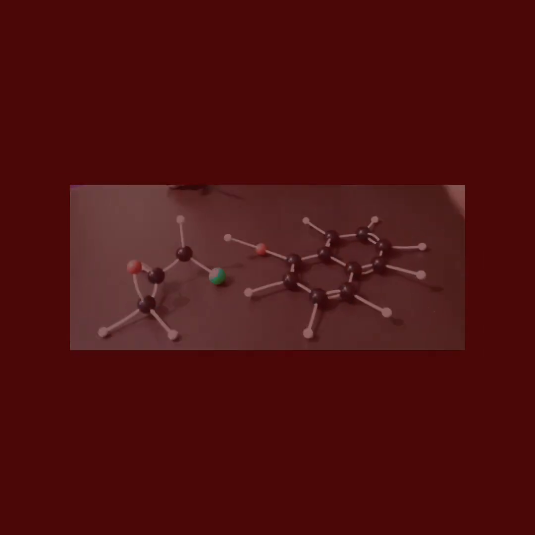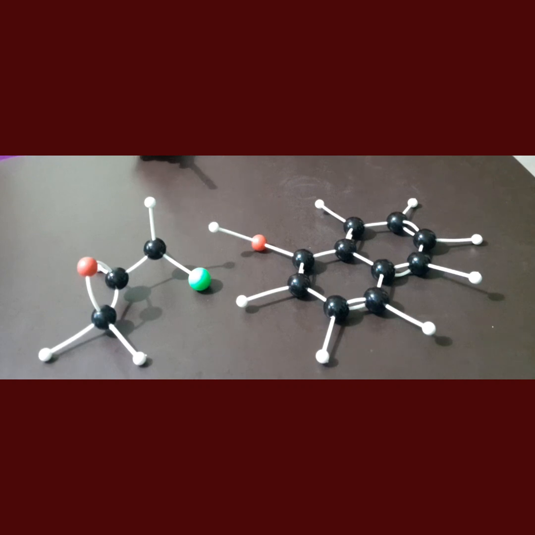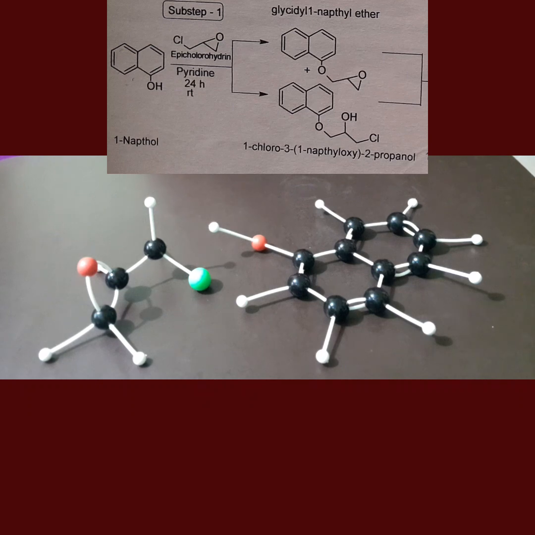Okay guys, let's get into the most exciting part of the video, and that is chemoenzymatic synthesis. Let's try and understand the first step. In the first step, we take alpha naphthol and epichlorohydrin. Now what happens is we get two products. We get a glycidyl ether and an alcohol. Now let's understand how we get them.